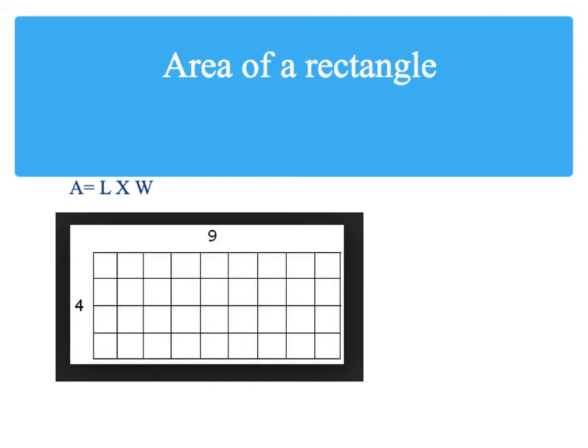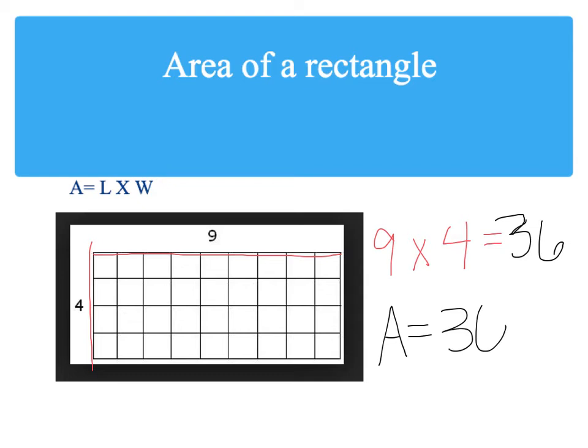Alright, so hopefully you paused the video and you see that our formula for area of a rectangle is length times width. So I know that my length is 9 and my width is 4. So 9 times 4 will give me my area, and I know that 9 times 4 is 36. So the area of this rectangle is 36 something. I'm going to assume inches.